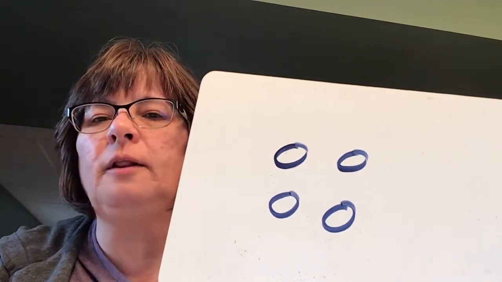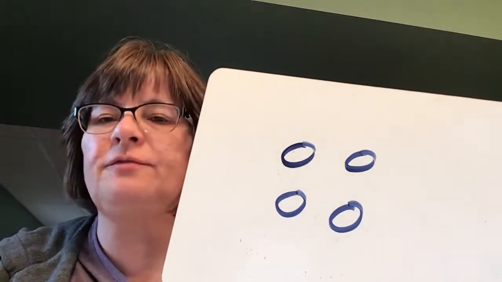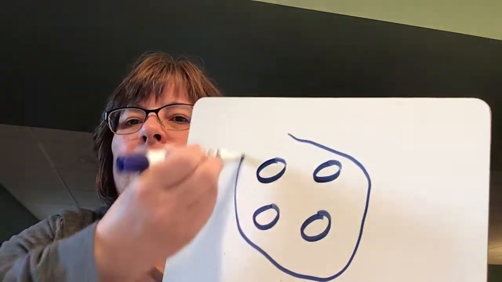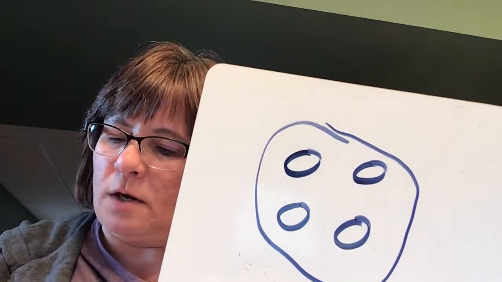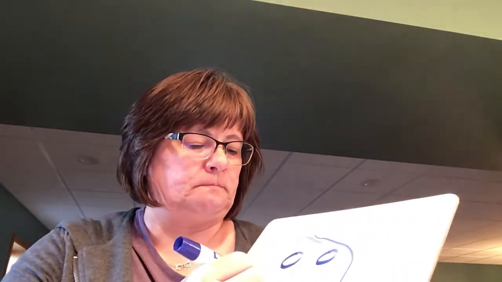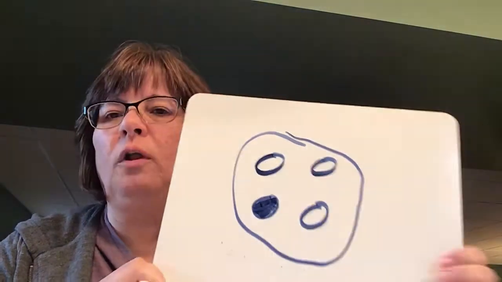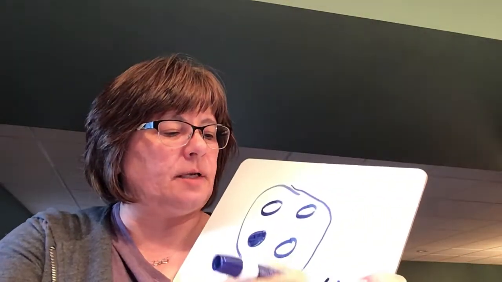What is the whole of my collection? My whole collection is 4. All of these is my whole, okay? That's all my whole. What fraction of this collection is just one of these? Well, my whole is 4, and it's in 4 equal parts, so I'm guessing that my denominator is going to be 4.